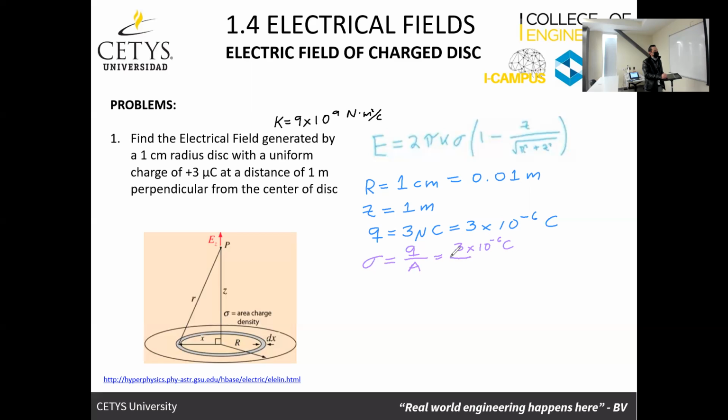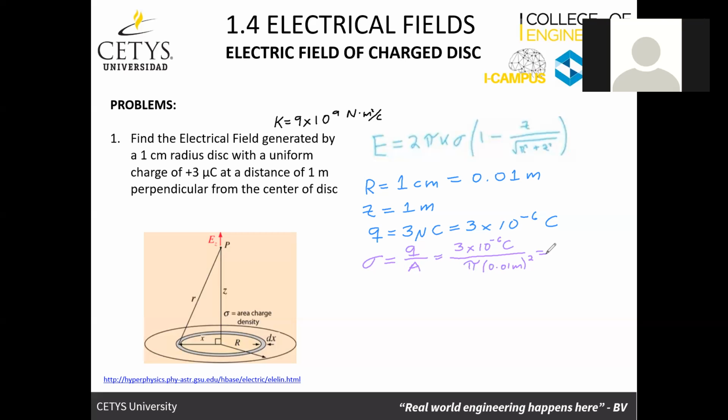And the area, what area would we consider? In this case, the disk, and we need the area of the disk. How do we calculate the area of the disk? It would be pi multiplied by the radius squared. In this case, the radius is 0.01 meters squared. And so please calculate sigma and give me that value.